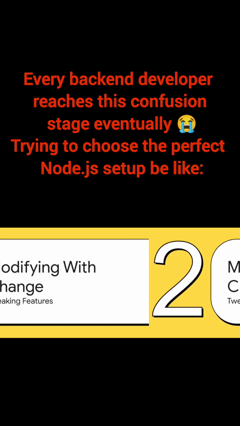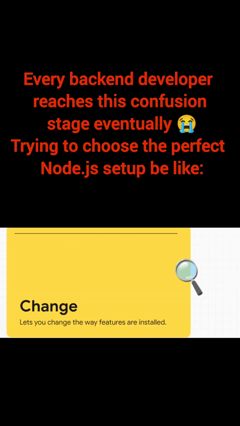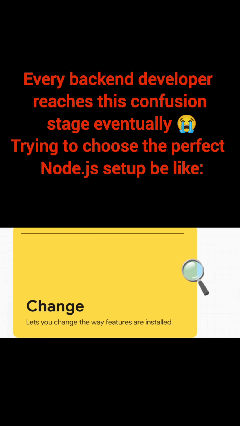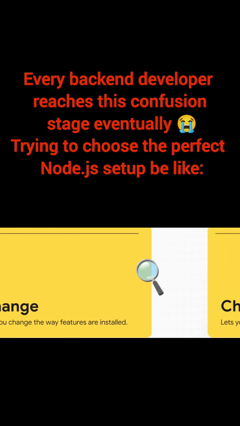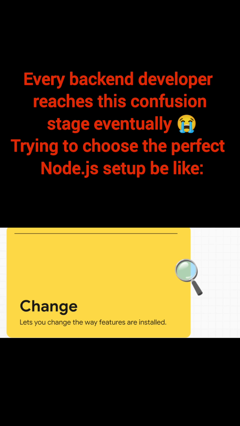Section 2, modifying. Let's move to the change button and see how this builds. The installer explicitly states that change lets you change the way features are installed. This path is strictly for remodeling. Like if you originally installed Node.js without adding it to your system path, or you missed the core documentation, too. It's for tweaking a perfectly healthy setup, not fixing a broken one.